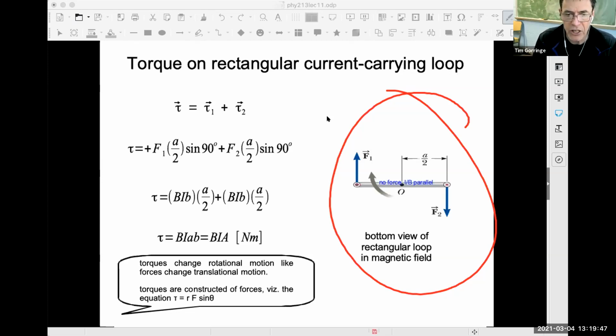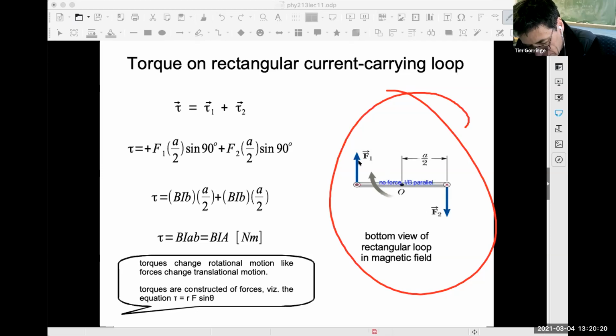There's a question in the chat. Wouldn't F1 and F2 both be directed towards the left? No, they're directed either out of or into the screen. They've got to be at right angles to the magnetic field, and they've got to be at right angles to the currents. And they're going to be in opposite directions because the currents are in opposite directions. So the directions of the forces on the last overhead were correct.